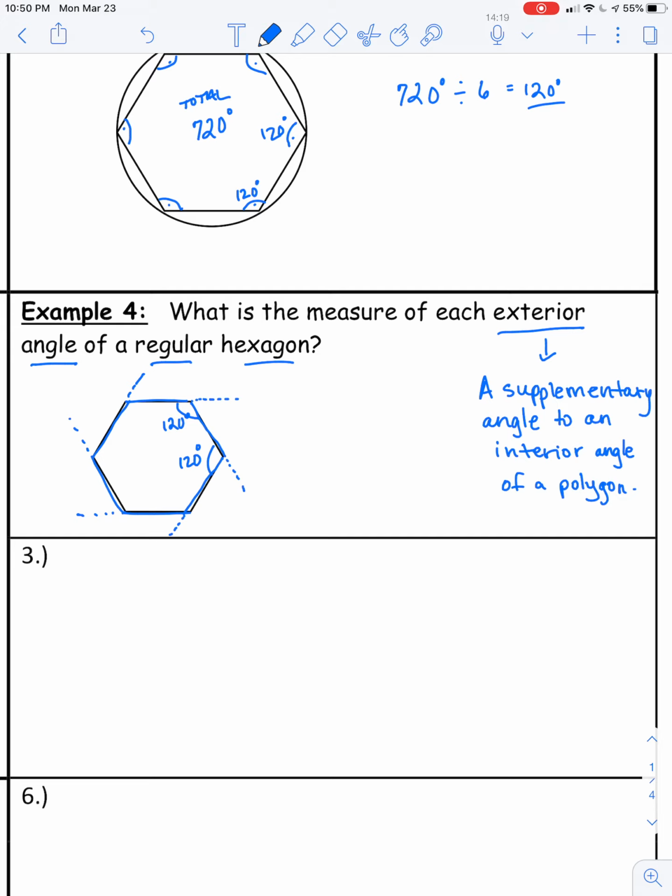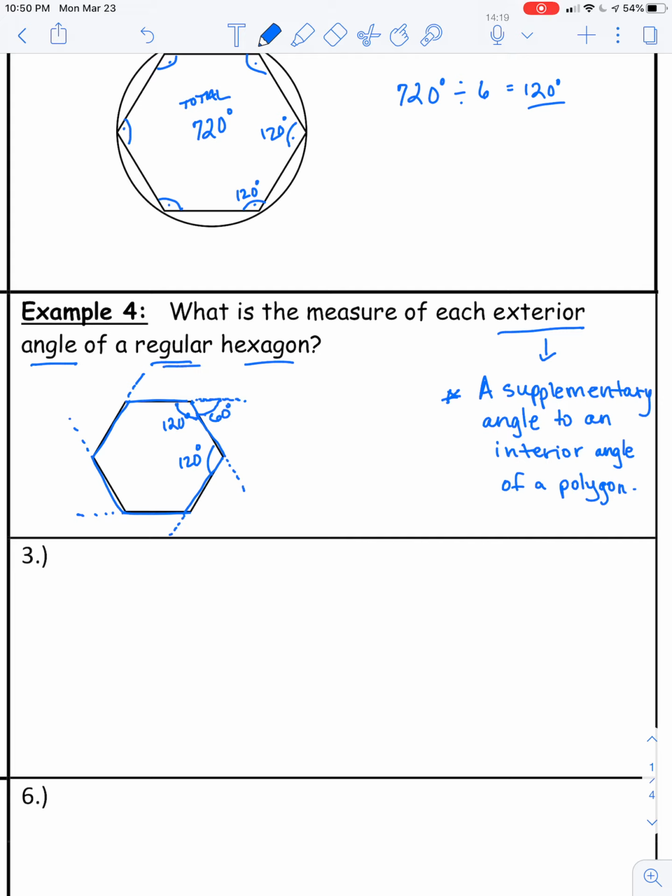Well, what's the exterior angle? If the definition is that an exterior angle is a supplementary angle to an interior angle of a polygon, then let's think about that. What are supplementary angles? Supplementary angles mean that you have angles that total 180 degrees. So if I extend this line out here, and I know that this interior angle is 120 degrees, then that must mean that this one has to make a total of 180. So the exterior angle would be 60 degrees.